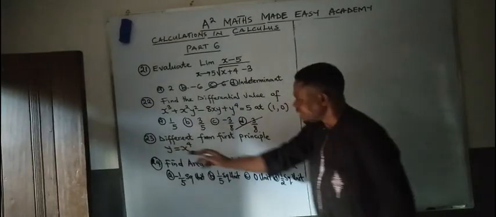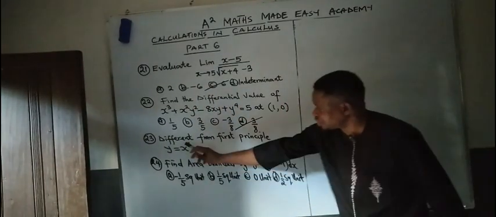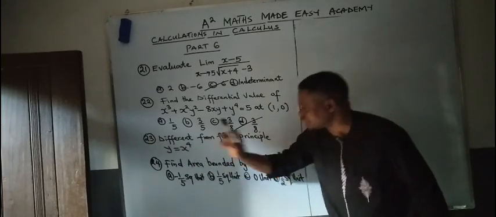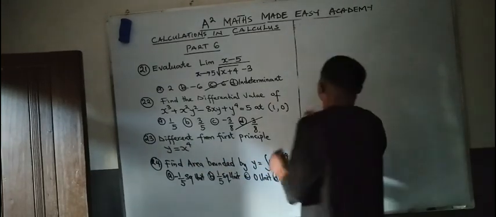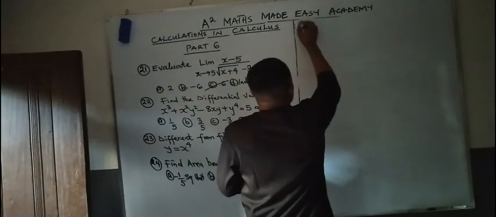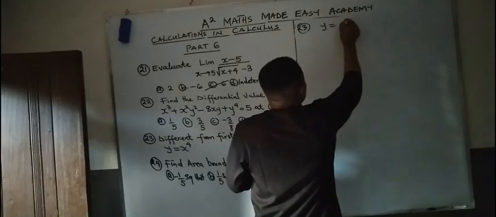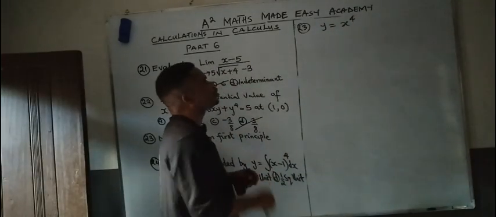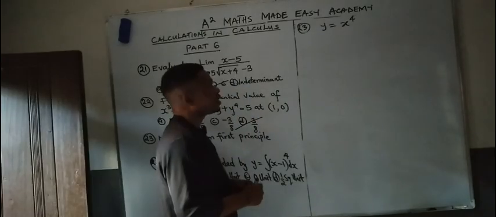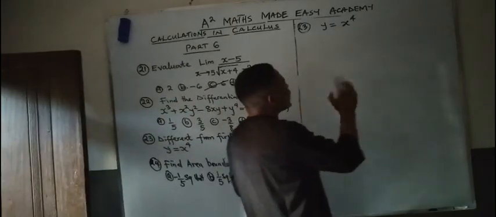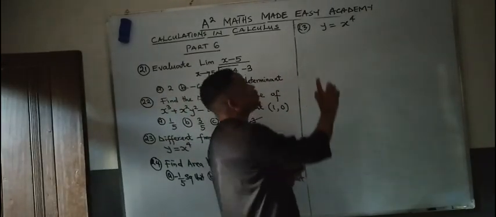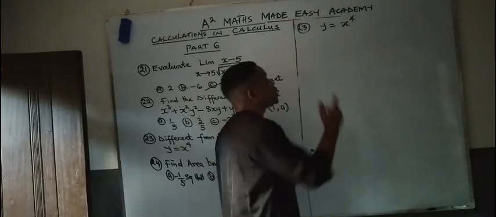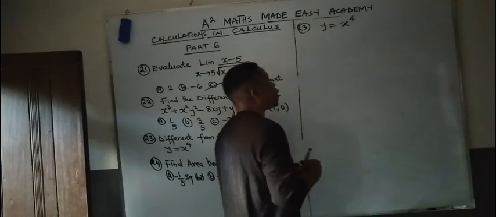Look at this one. It is not objective. The question says differentiate from first principle y equal to x raised to power 4. Oh my goodness. Look at it. Question number 23. We should differentiate this using first principle. Am I communicating now? Now what do you do? Very simple. What you're going to do is to apply the rule of first principle. But before I differentiate this by first principle, permit me to use the general method first. It will help me to know if I'm right or wrong.